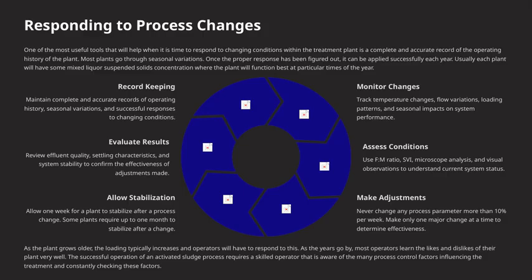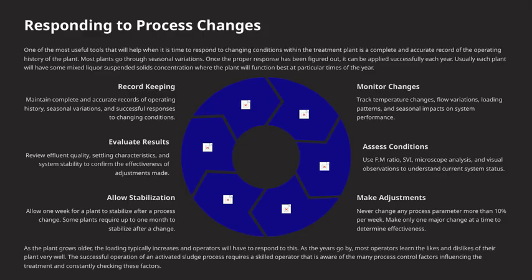Assessing current conditions involves looking at several indicators. The F/M ratio, SVI, microscope analysis, and visual observations all give us a snapshot of how the system is doing right now. It's about understanding the current state before making any adjustments. When it comes to making changes, remember, never alter any process parameter by more than 10% per week, and only change one major factor at a time. This approach helps us determine what's actually working without causing unnecessary disruption.